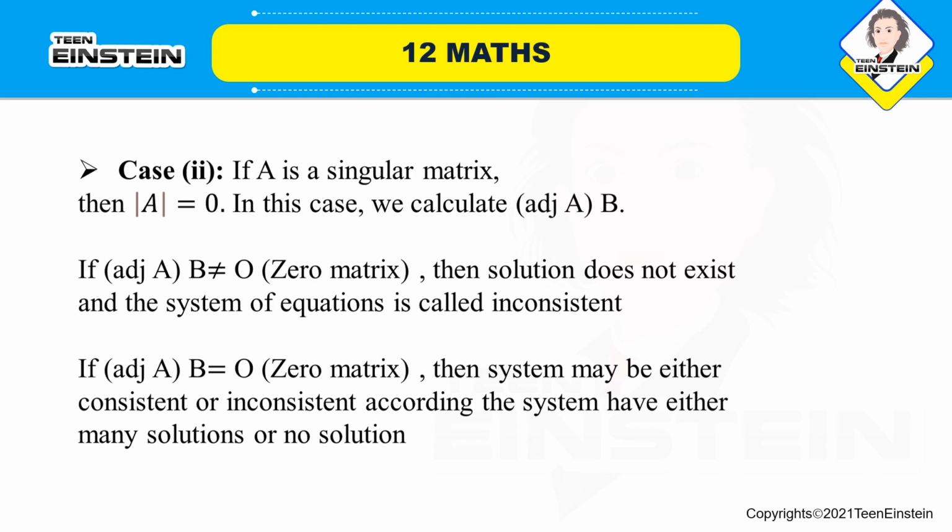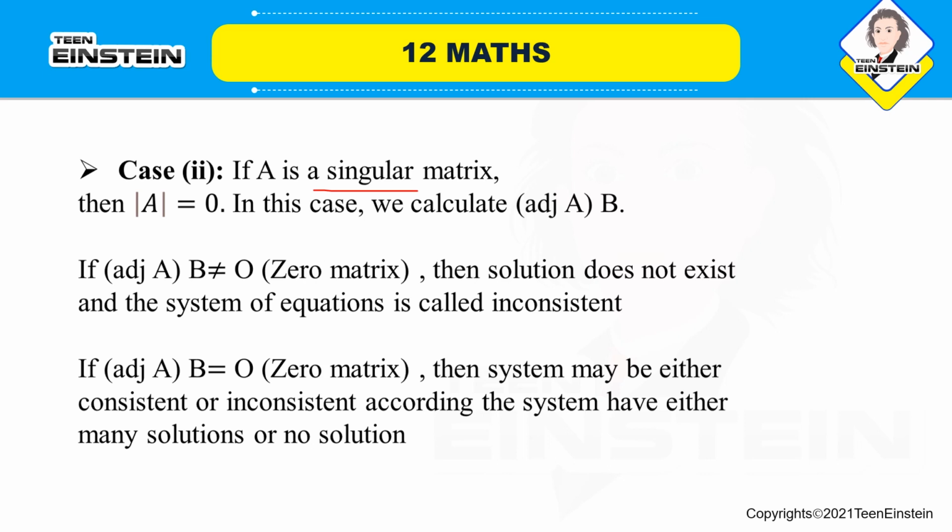Now consider case 2. If A is a singular matrix: in case 1, we considered that A is a non-singular matrix, whereas in case 2, we are considering that A is a singular matrix. Singular matrix means the value of the determinant is 0. In this case, the inverse will not exist. That we know very well, right? So for a singular matrix, the inverse will not exist.